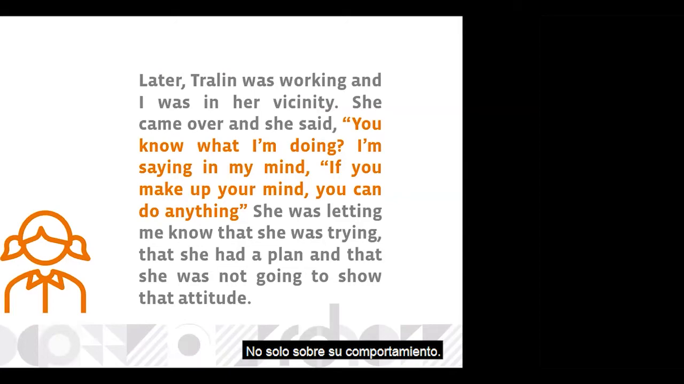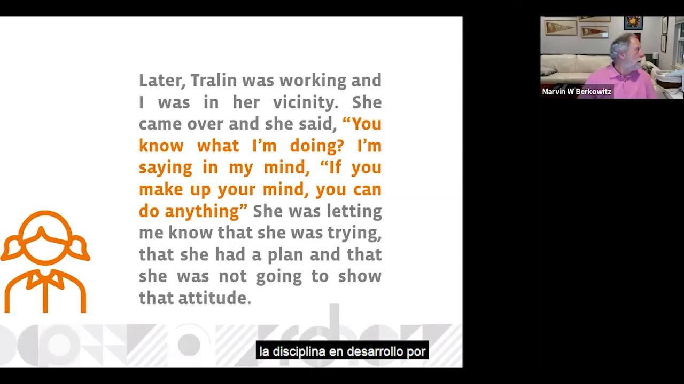I mean, not just about her behavior, but what could be different if she thinks in a different way. And I think that's very powerful. So we think this is developmental discipline because of that.